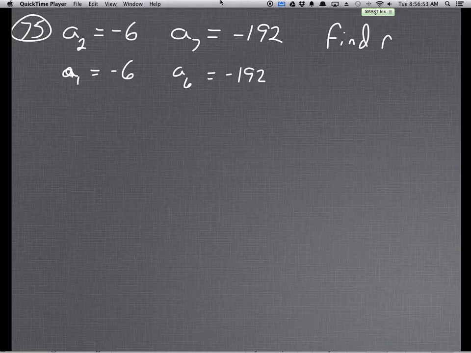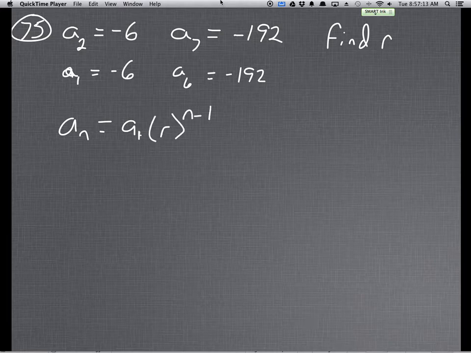I want to use the explicit. Why the explicit? Because you're finding r. I'm finding r, and I'm not dealing with a sum. Very good. So a sub n equals a sub 1 times r to the n minus 1.